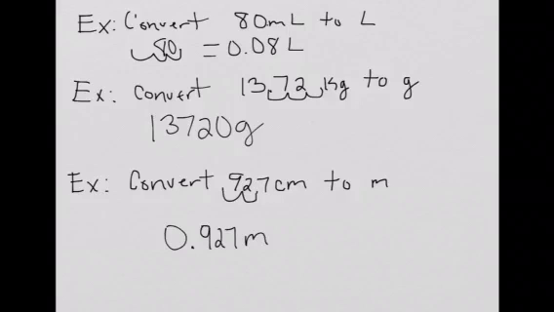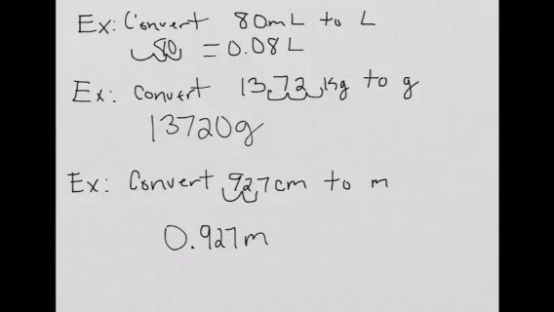Alright, so hopefully you found this pretty easy. But that's all there is to converting between the metric system. Because it's based off of power 10, we learned in the decimal chapter, when you divide or multiply by power 10, you really are just moving the decimal either left or right. And so that's all we have to do in this one.